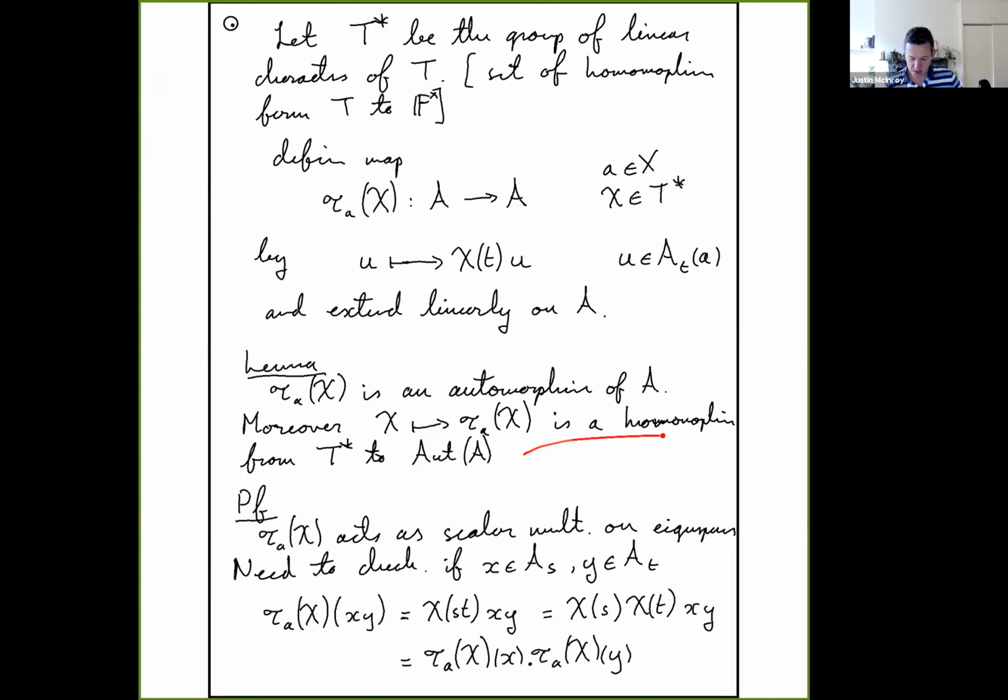The second part I claim is just obvious. You can look at that for yourselves. Okay, so I think I'm just about out of time now. I should just say that we call this thing, which we now know is an automorphism, a Miyamoto automorphism.